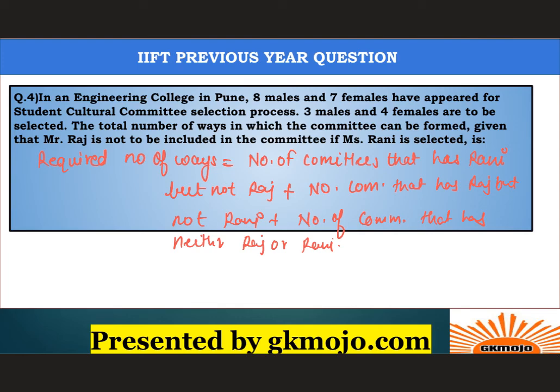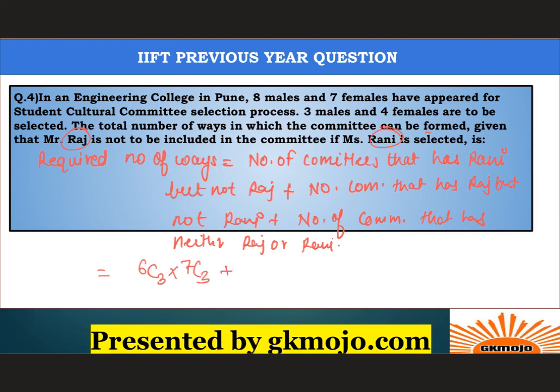That just told you the total number of ways in which the committee can be formed, given that Mr. Raj is not to be included in the committee if Mrs. Rani is selected. So this itself gave rise to three possibilities, right? These are the three possibilities that we have written over here. So we'll do the permutation for all three of them. So for first 6C3 into 7C3.